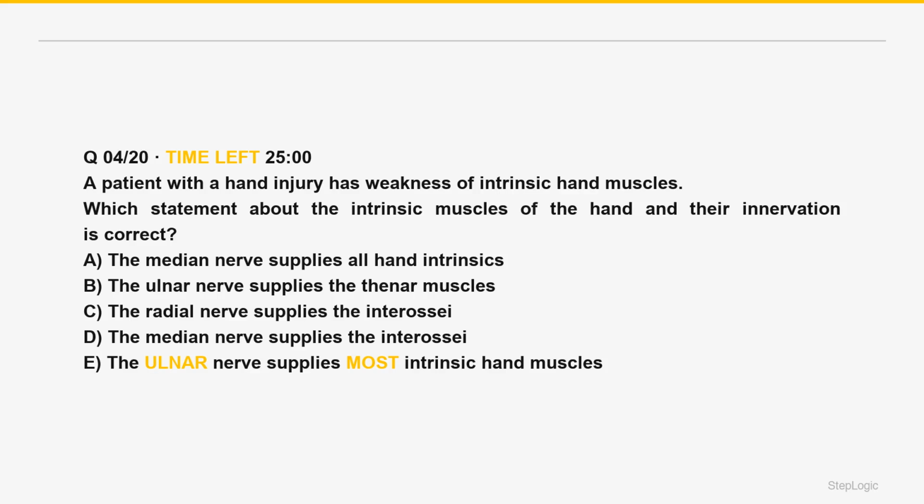Which statement about the intrinsic muscles of the hand and their innervation is correct? A patient with a hand injury has weakness of intrinsic hand muscles. Read the command. Which hand intrinsic innervation statement is correct? Ulnar is most intrinsics: interossei, medial two lumbricals, hypothenar, adductor pollicis. Median is thenar plus lateral two lumbricals, LOAF.